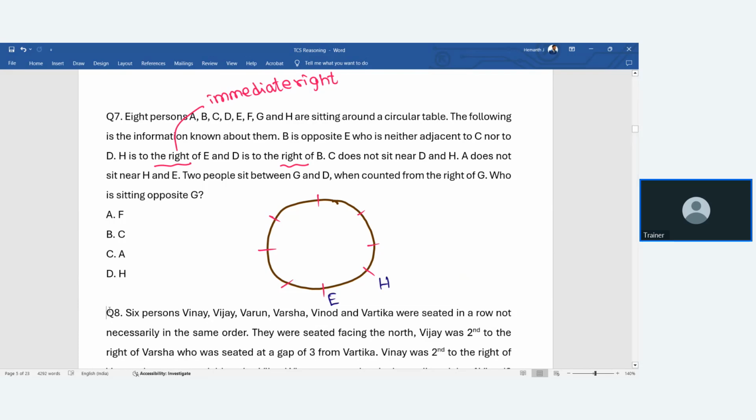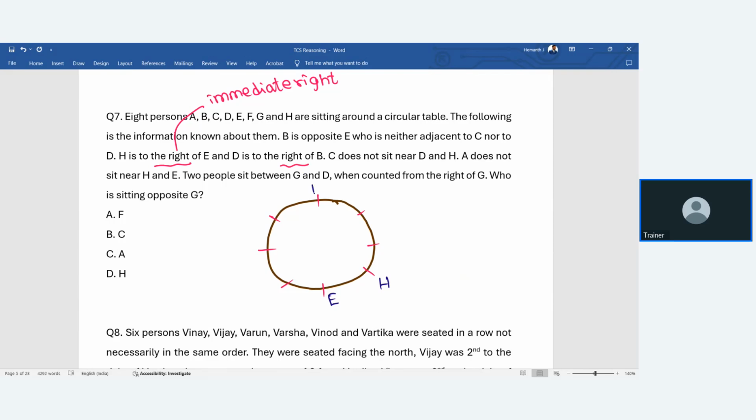And there is another statement, B is opposite E. Then the other case: two people sit between G and D when counted from the right of G. If you count from G's right side, two people should be between G and D. Where we have to mark G and D, that's important. And one more, what is left over? E is neither adjacent to C nor to D.